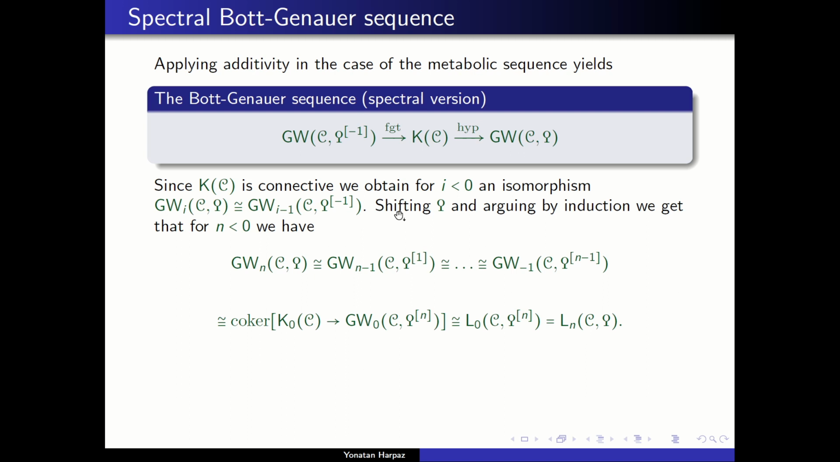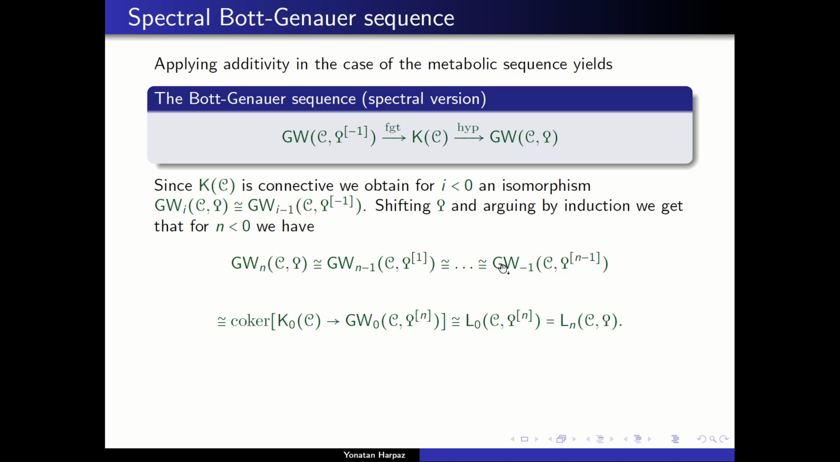And if we now argue by induction, then we see that for a negative n, if we look at the nth GW group of (C, Φ), so by definition the nth homotopy group of the GW spectrum, then applying this once shows that this is isomorphic to the (n-1)th Grothendieck-Witt group of C with Φ shifted in the other direction. And then we iterate these isomorphisms, we arrive all the way to GW_{-1} of (C, Φ) shifted n-1 times.